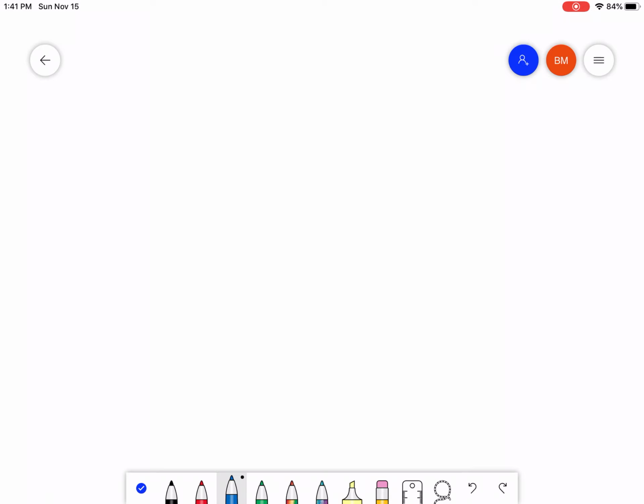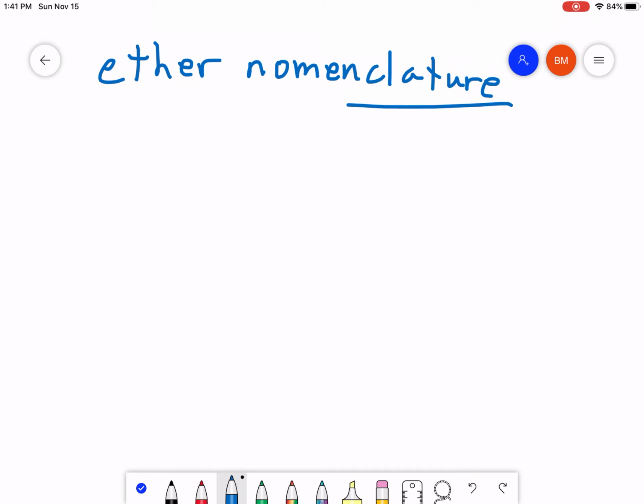Alright, so that's alcohol nomenclature. Let's move on to ether nomenclature. Ethers are a little bit different, because usually the IUPAC system for a given group of molecules is the most widely used one. With ethers, most often you'll probably see the common name system in use. So we're going to go over that one first.